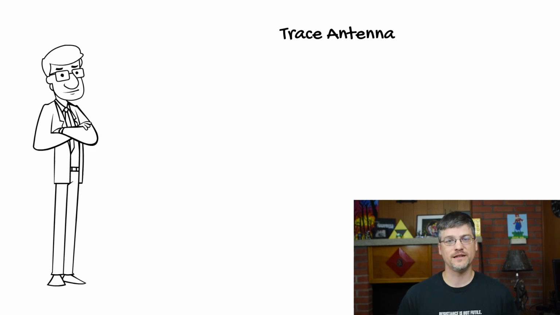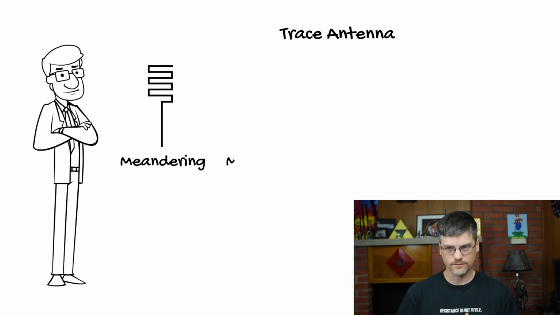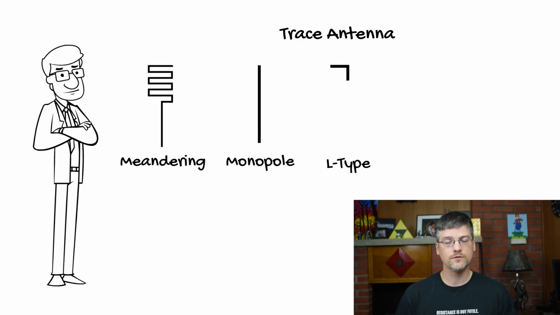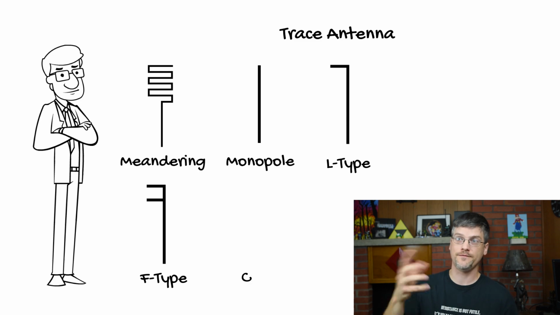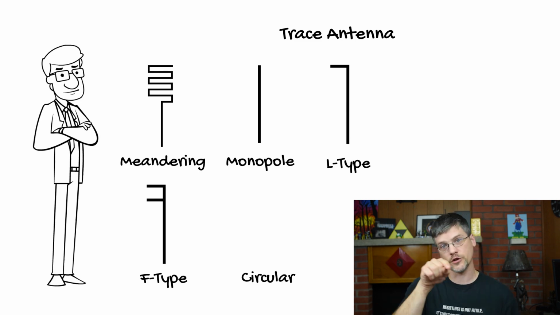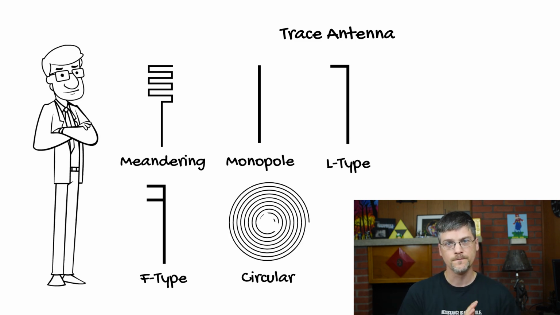Trace antennas have many different types of shapes, such as meandering, which is shapeless and kind of looks like a river. There's monopole, which is just a straight line. There's L, which looks like an L. F, which looks like an F. And then there's a circular, which kind of looks like a pumpkin roll.